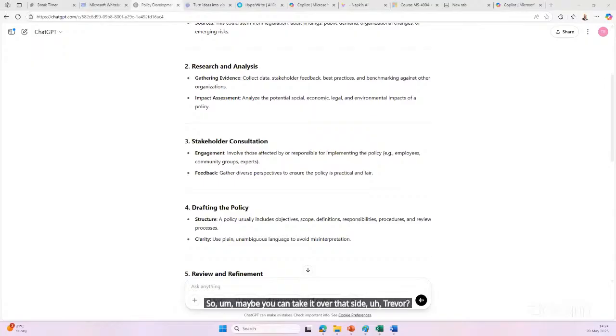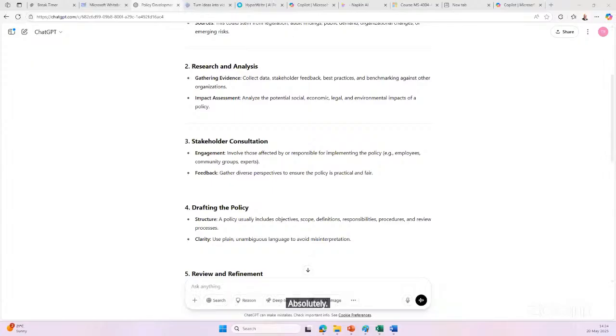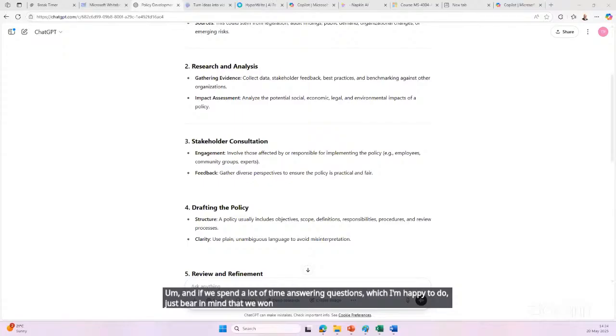If I can just interject over there. Please understand that this is not a training session. A training session would be a 5-day engagement. We only have 3 hours. And yes, if we spend a lot of time answering questions, which I'm happy to do, just bear in mind that we won't necessarily get to all of the content.